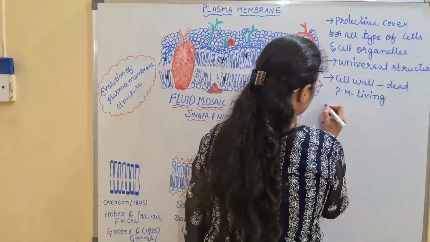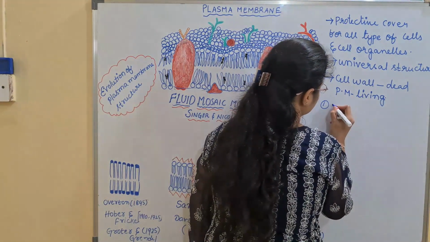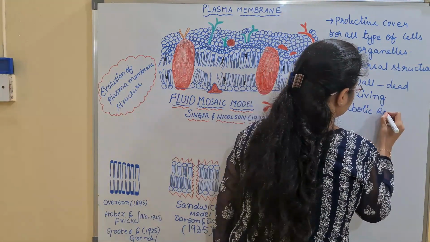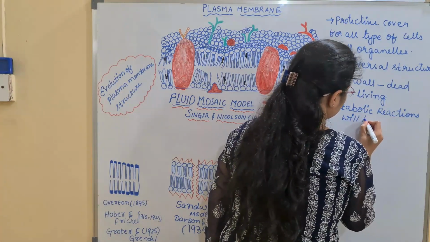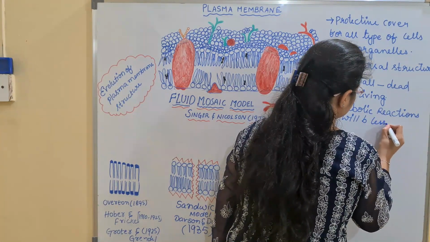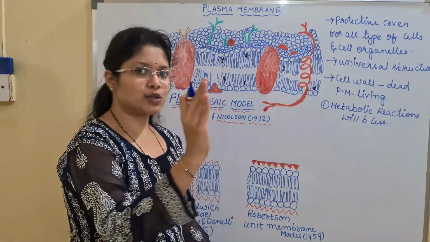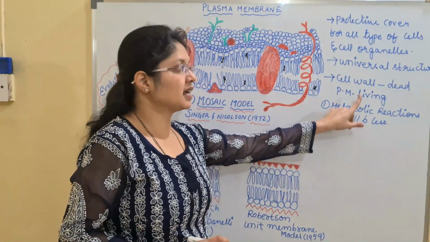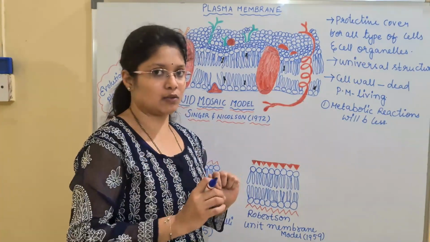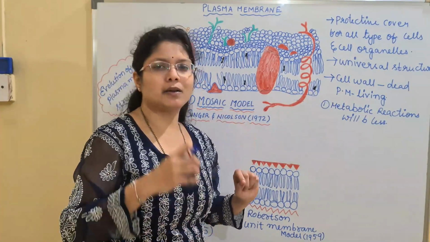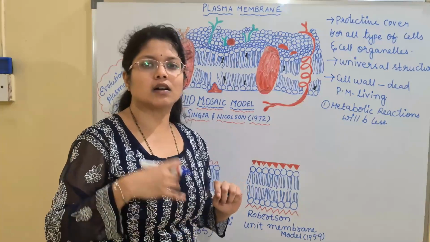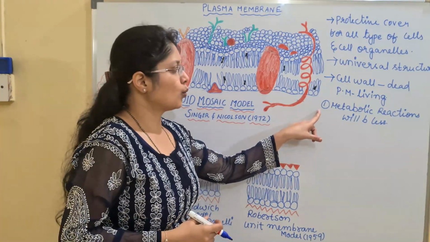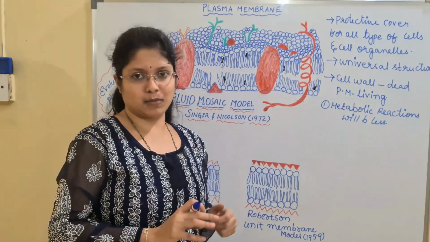One, I have told you that metabolic reactions will be less. So with respect to the cell wall, I am writing this point, children. Metabolic reactions will be very few in the case of the cell wall. Then what about the plasma membrane? Many metabolic reactions are continuously taking place over this thin layer of the plasma membrane.